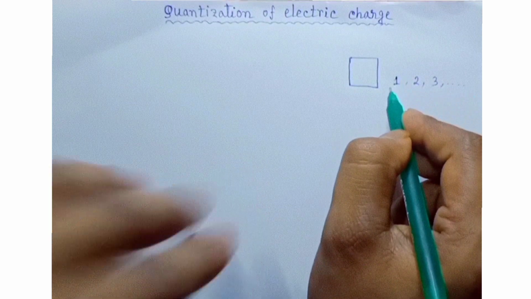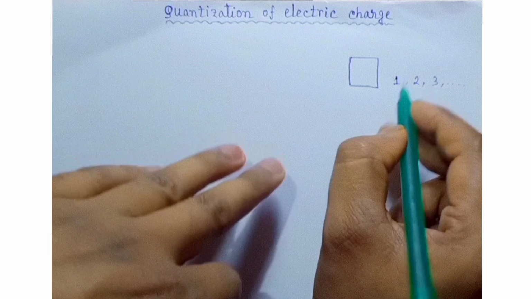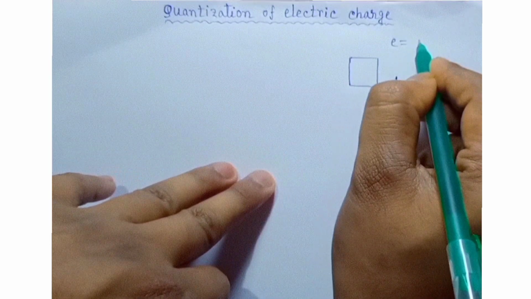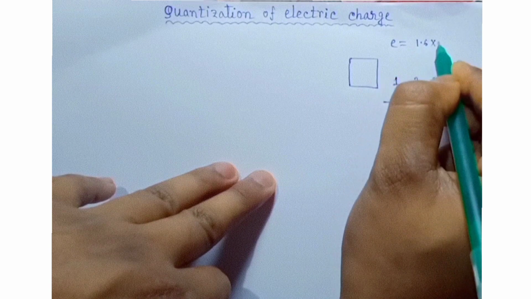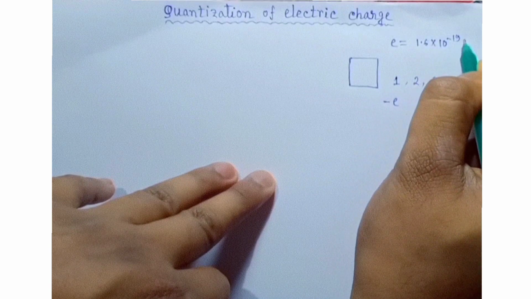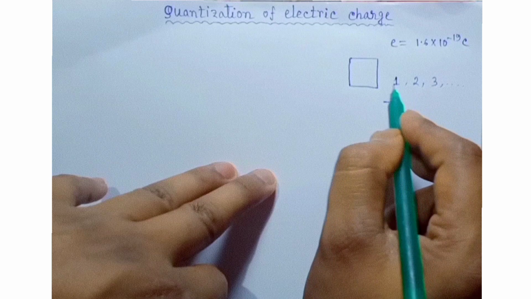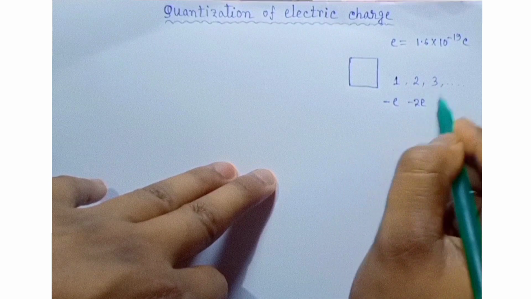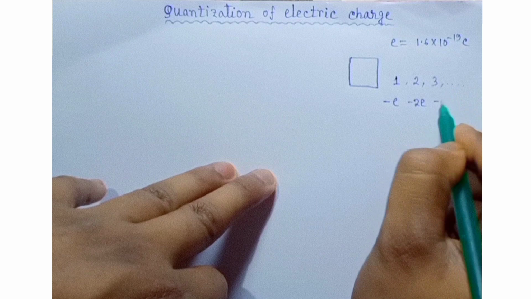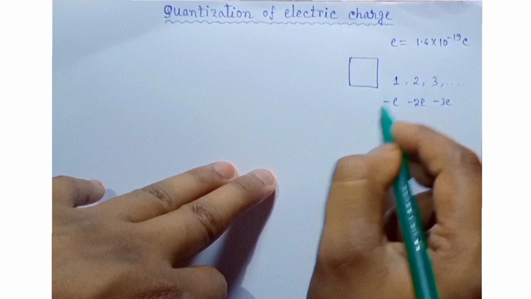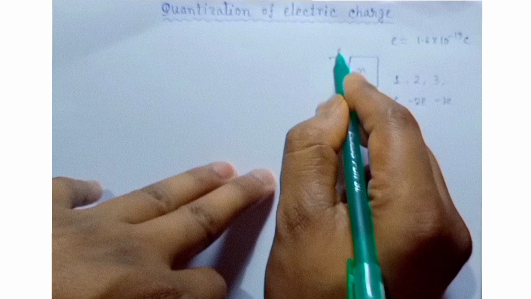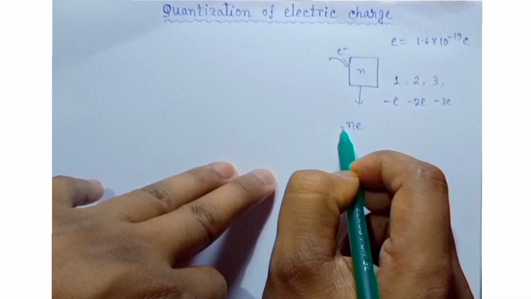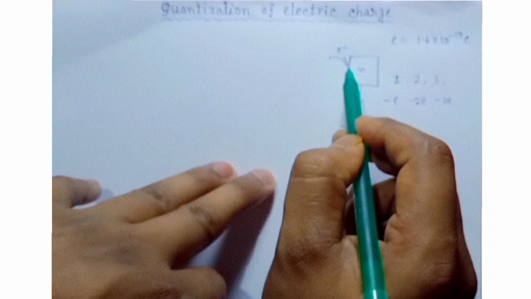Whenever it has one excess electron, then its charge will be minus e, where e is the charge of an electron, which has the magnitude of 1.6 into 10 to the power minus 19 coulomb. Now when it has two excess electrons, then its charge will be minus 2e. When it has three excess electrons, then its charge will be minus 3e, and so on. When it has n number of excess electrons, then the total charge of the object will be minus ne, because it has excess electrons in it.